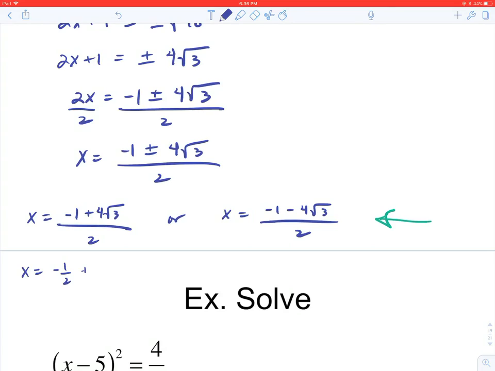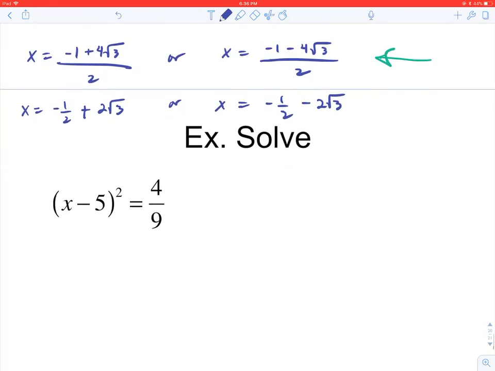But you always could rewrite this as negative 1/2. That will become, 4 root 3 over 2 would become 2 root 3. And then we also have negative 1/2 minus 2 root 3. Okay. Both are just different ways to write those solutions.